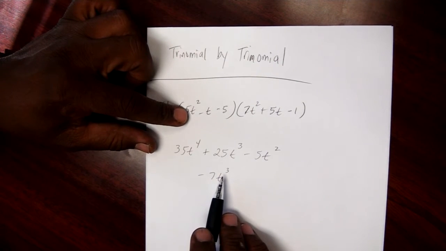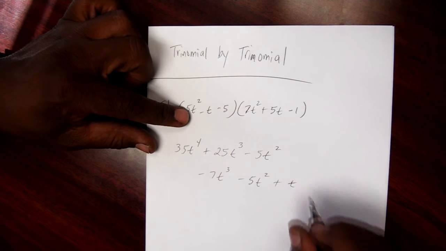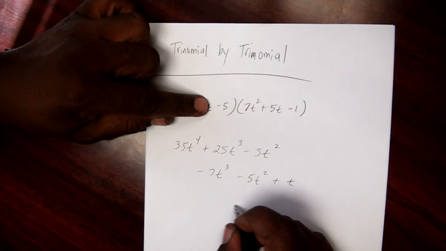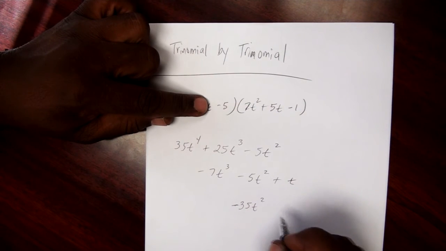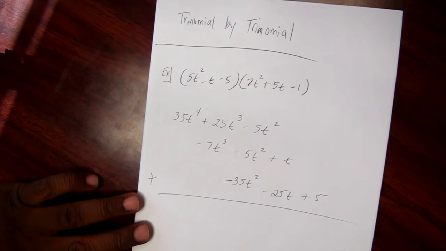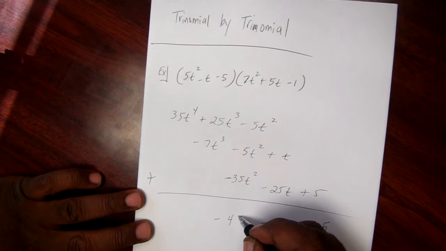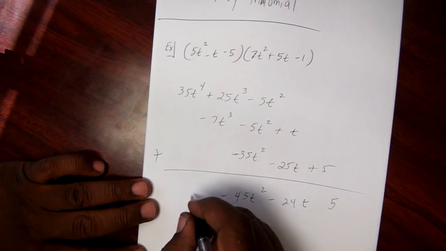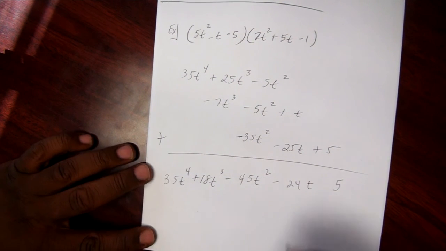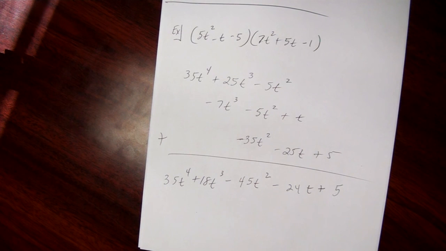I'll group my t cubed terms, minus 5t squared plus t. Next I'll distribute negative 5. So we have negative 35t squared minus 25t plus 5. And now I'll add up everything together. So that's 5 minus 24t minus 45t squared plus 18t cubed, and we have 35t to the fourth. So we have 35t to the fourth plus 18t cubed minus 45t squared minus 24t plus 5.